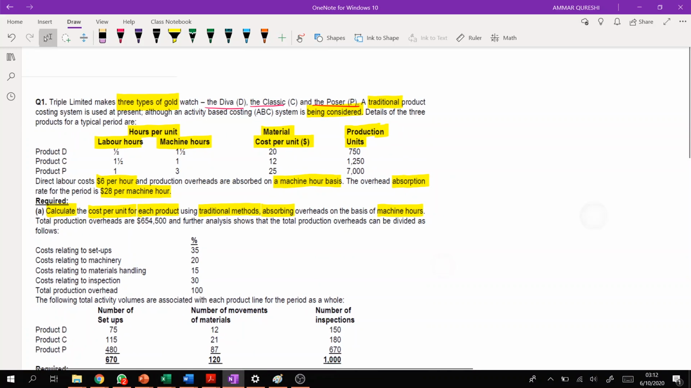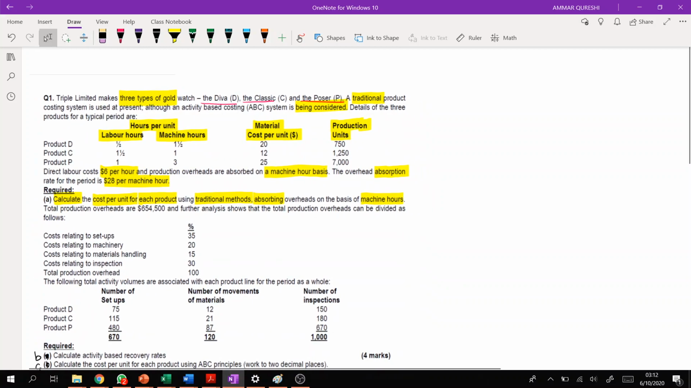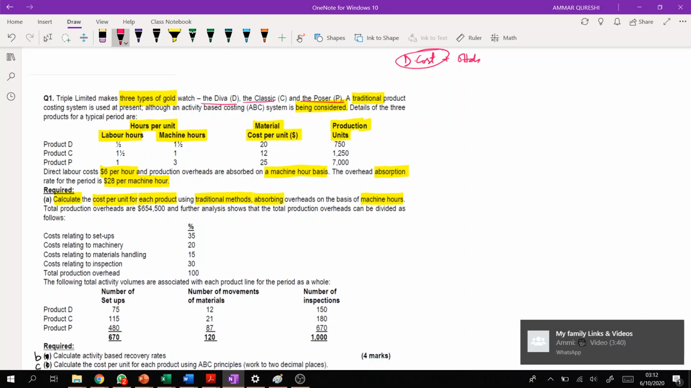See, cost per unit, I don't know if you guys remember that or not, but in F2 we have studied that cost per unit includes two different parts. The first part is the direct cost, and the second part is called overheads, which is production overheads, right? So if you add direct cost and overheads, you will get the cost per unit of the product. So let's start the calculation of prime cost, which is the direct cost.